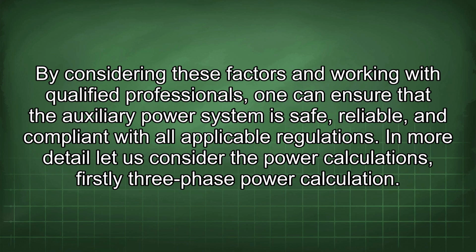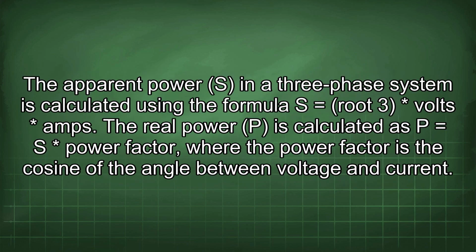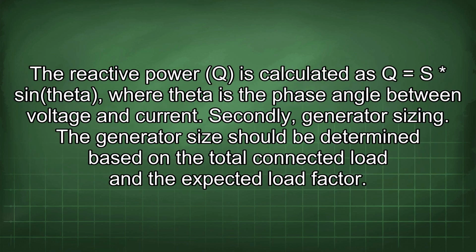Firstly, three-phase power calculation. The apparent power S in a three-phase system is calculated using the formula S equals √3 * volts * amps. The real power P is calculated as P equals S * power factor, where the power factor is the cosine of the angle between voltage and current. The reactive power Q is calculated as Q equals S * sin theta, where theta is the phase angle between voltage and current.